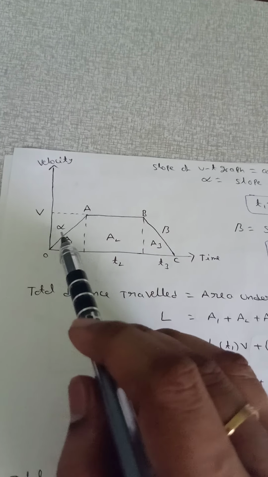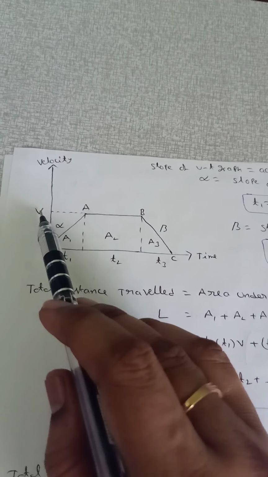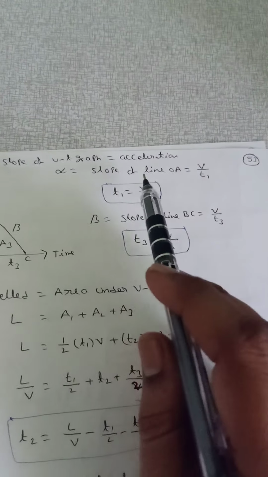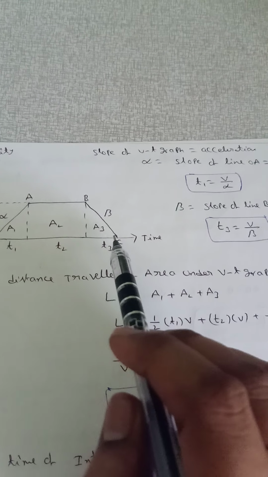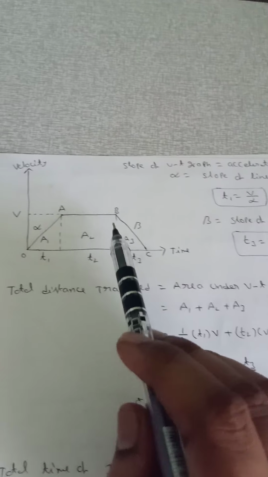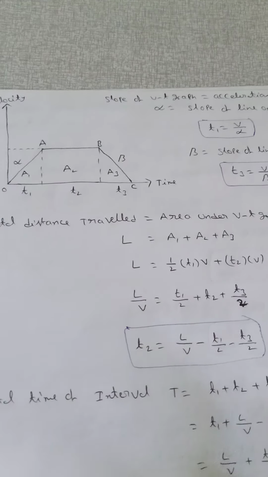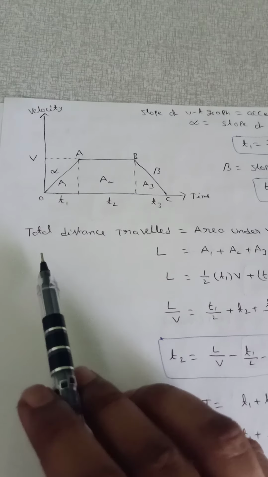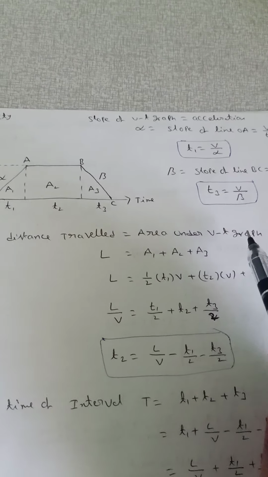That means uniform acceleration alpha is equal to the slope of line OA, that means V by t1. So t1 is equal to V by alpha. Uniform retardation beta is the slope of line BC, that means V by t3. So t3 is equal to V by beta. And also the total distance traveled is the area under the velocity time graph.